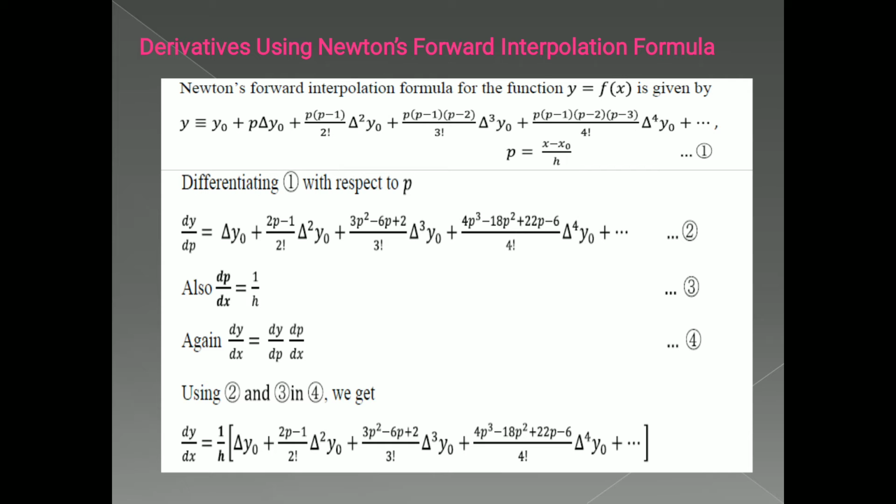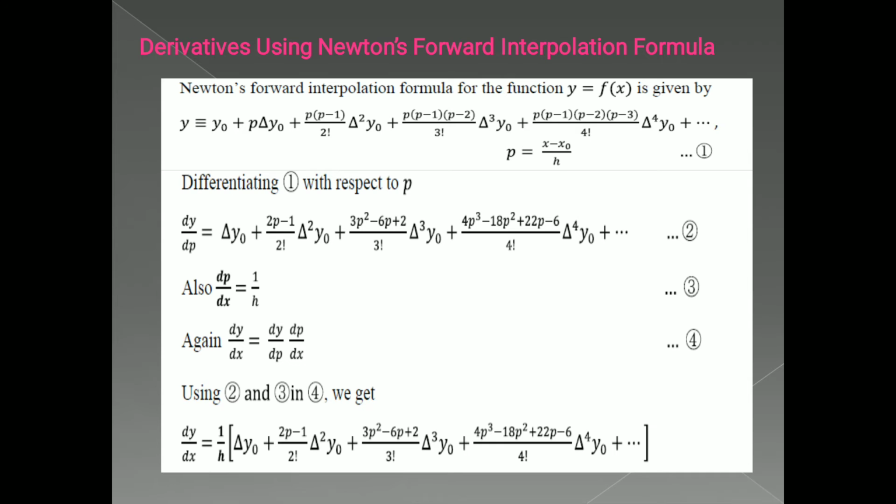Also the derivative of p with respect to x, because p is given by (x minus x0) upon h. So p is dependent on x, we can take the derivative of p with respect to x, then we get dp by dx is equal to 1 upon h. Again, if we take the derivative of y with respect to x, because y is dependent on p and p is dependent on x, we use the chain rule and differentiate y with respect to x. So it is obtained by multiplying dy by dp, the derivative of y with respect to p, into the derivative of p with respect to x.